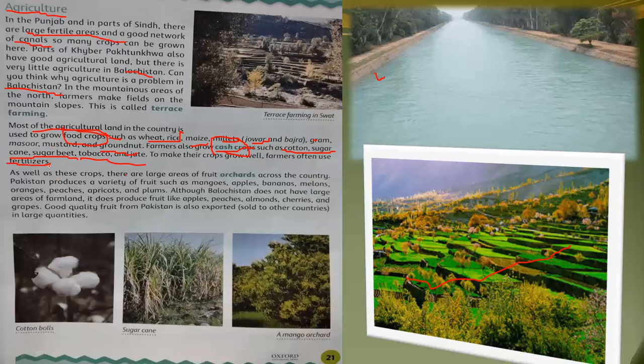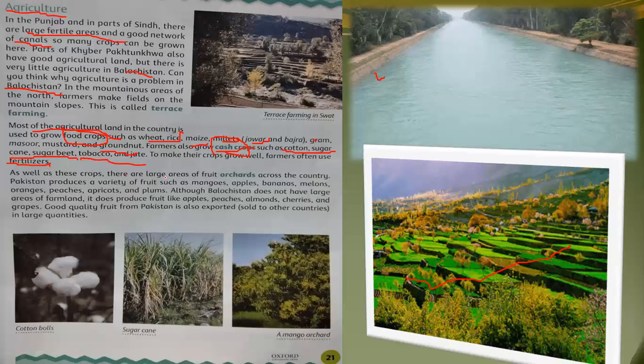Okay, boys, these are two types of crops. First one, food crops, and the second one, cash crops. In food crops, we have wheat, rice, maize, millets, jowar and bajra, gram, like masoor. This is food. Mustard and groundnut. Farmers also grow cash crops such as cotton, sugarcane, sugar beet, tobacco, and jute. To make their crops grow well, farmers often use fertilizer to enhance the ability of the soil to grow crops very well and in a fast way. We use fertilizer for that.